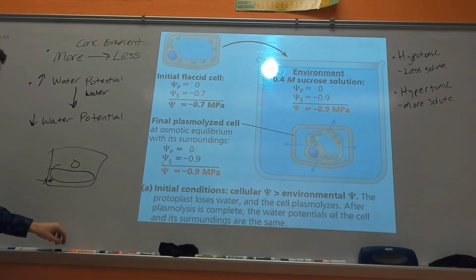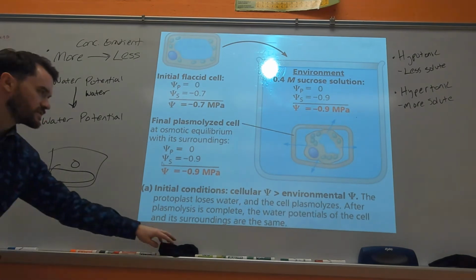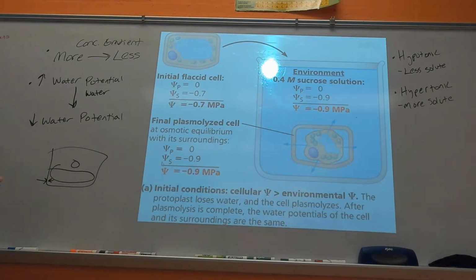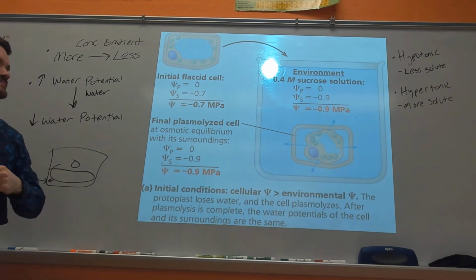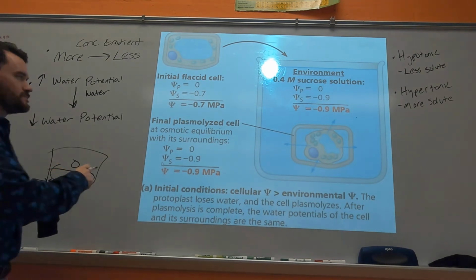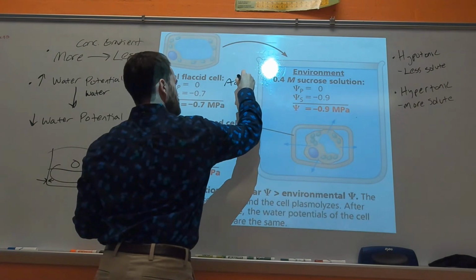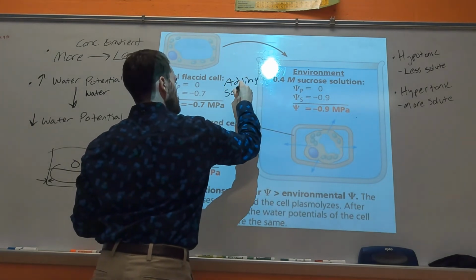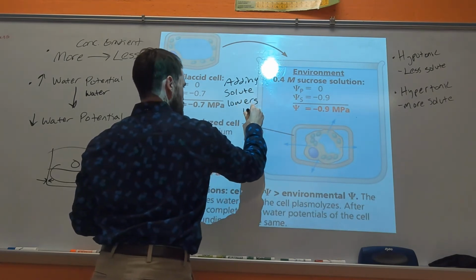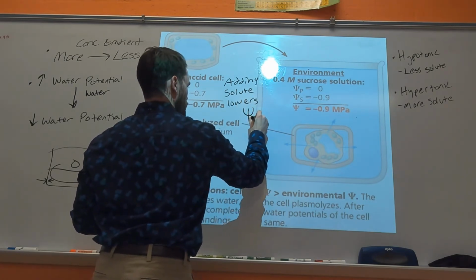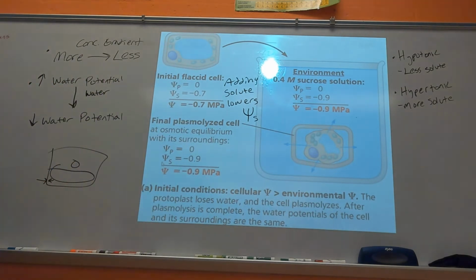Now, solute potential will always be negative. If I add solute, we always say that that's going to cause a decrease in the water potential. So let me write that down for you. Adding solute lowers the solute potential, the psi sub S. Any thoughts, based on this right here, why that would be so? Why would adding solute lower your water potential?